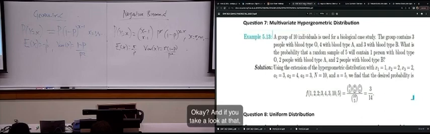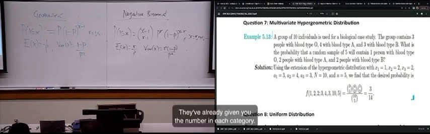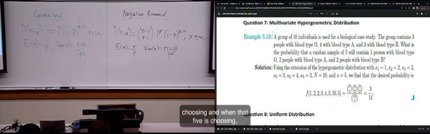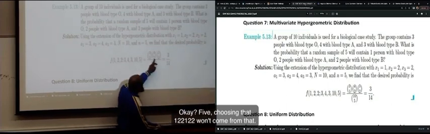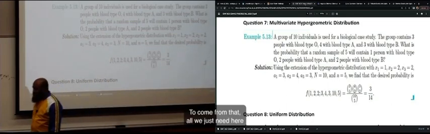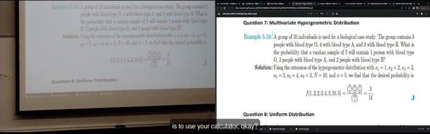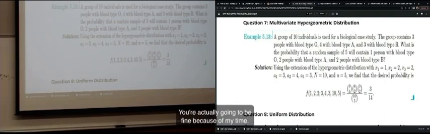If you take a look at that, a group of 10 individuals is used for a group of 3 people with blood type O, and so on. They've already given you the number in each category. Then what is the probability that a random sample of 5 is going to be chosen? When that 5 is chosen, they're going to tell you how it is distributed, such as 1 comes from that, 2 come from that, 2 come from that. All you need here is to use your calculator. You're actually going to be fine.